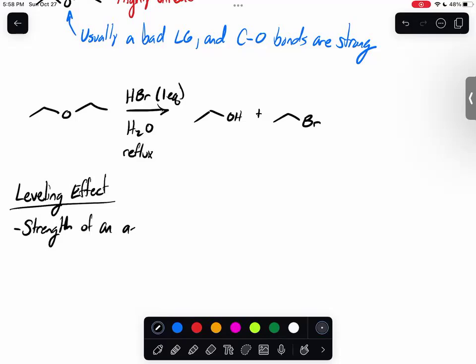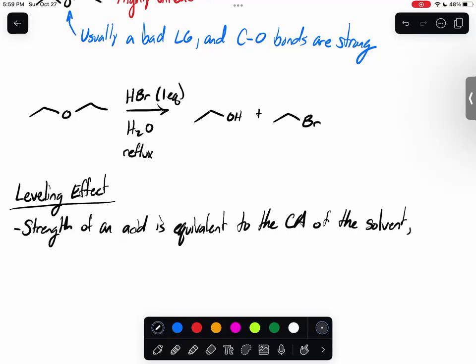is equivalent to the conjugate acid of the solvent, right? And this is because acid-base reaction with the solvent happens first.